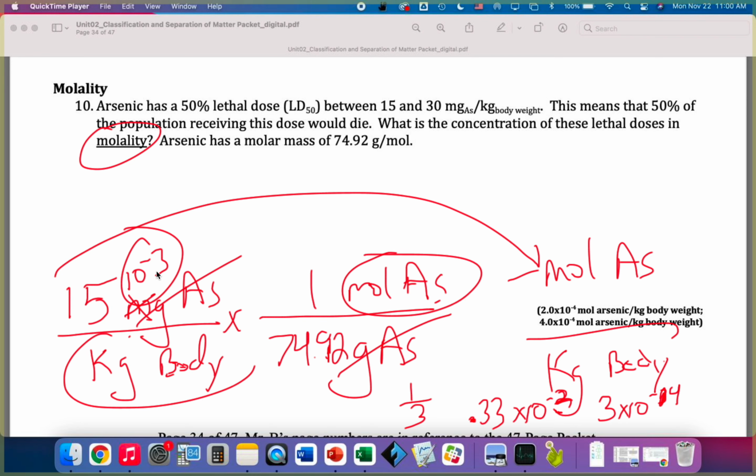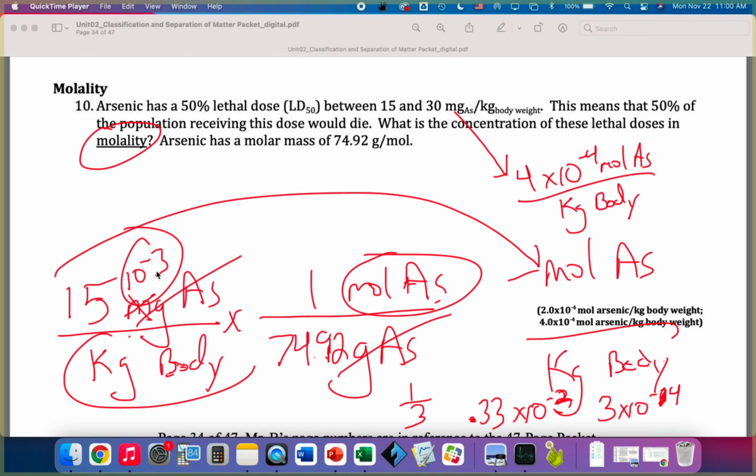15 times 10 caret negative 3. Answer divided by 74.92. So sure enough, for this problem, 2 sig figs, 2.0 times 10 to the negative fourth. Perfect. So that is the answer for the 15 milligrams per kilogram. And then obviously this would be twice as big. So 4 times 10 to the negative fourth moles of arsenic per kilogram of body, which in this case is our solvent. That's what's dissolving.